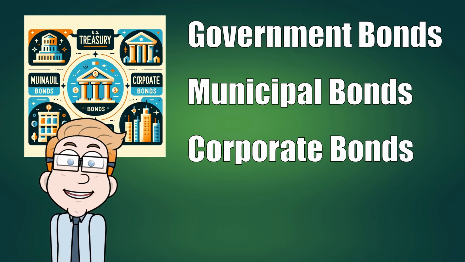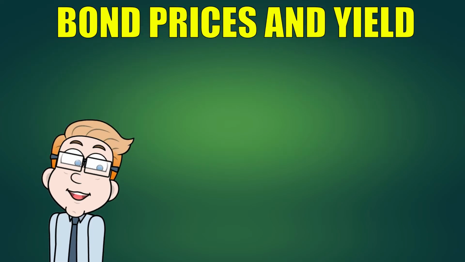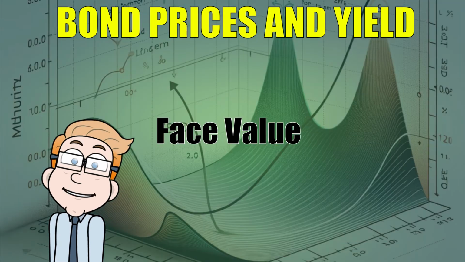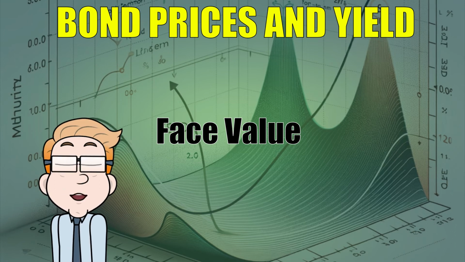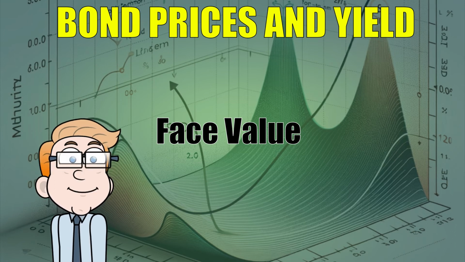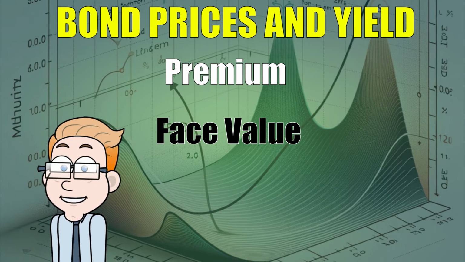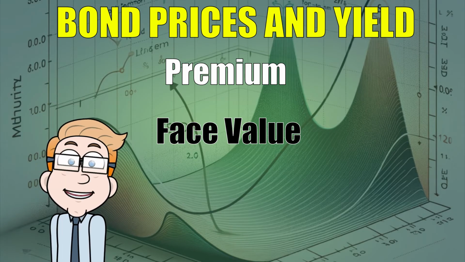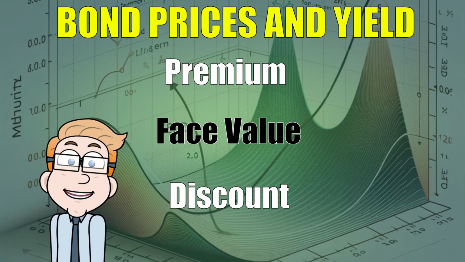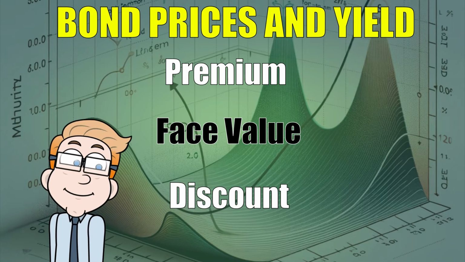It's also important to understand bond prices and yields. Bond prices can fluctuate in the market, much like stocks. If a bond's price is above its face value, it's said to be trading at a premium. If it's below, it's trading at a discount. The yield is the actual return you can expect on your bond, taking into account the price you paid for it and its coupon rate.